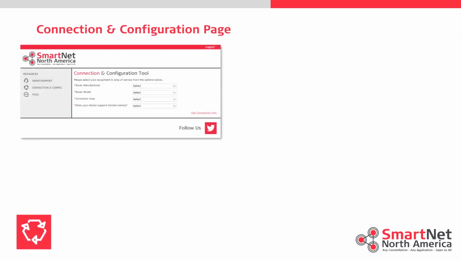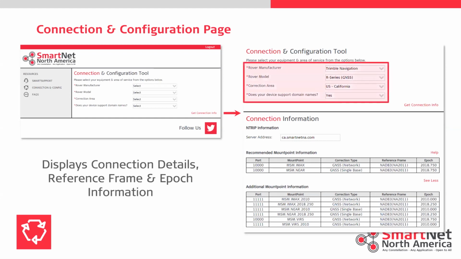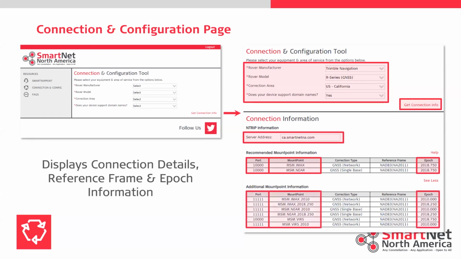So, Tyler, that's a lot of information. How do I know what I'm supposed to be on? Well, the connection and configuration page will walk you through. It will tell you what mount point you have available to you, what reference frame it's in, what epoch it's in, and then if there are any additional mount points that are available to you to use. So you can see more, see less. You can see all of this on the connection and configuration page, and you can listen to the dulcet tones of my voice again if you want to watch this webinar again.